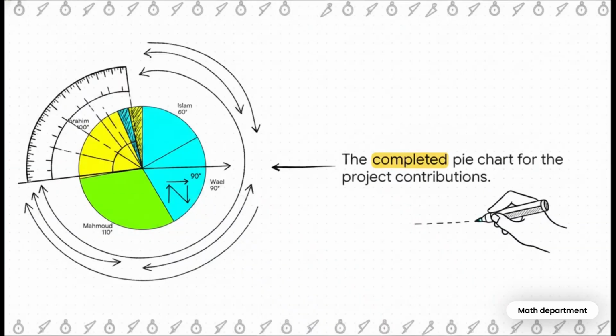Okay, let's look at this beautiful result. You can literally see how those calculated degrees translate directly into the physical slices on the chart. Mahmoud clearly has the largest slice at 110 degrees, and Wael's 90-degree slice forms that crisp, perfect right angle on the bottom right. Seeing the math turn into a visual like this is just so satisfying, isn't it?